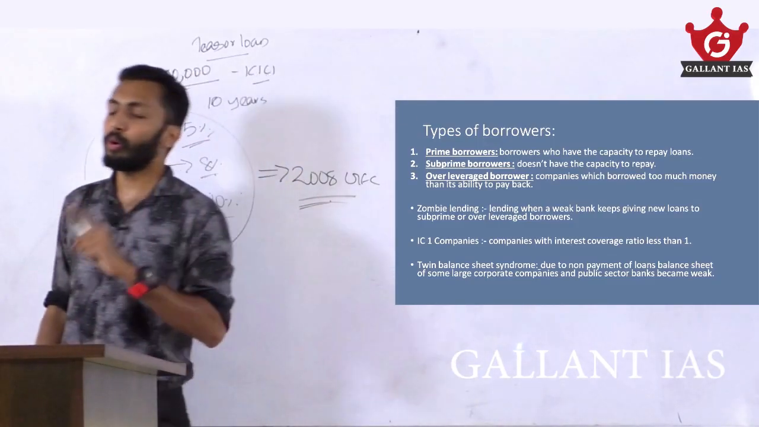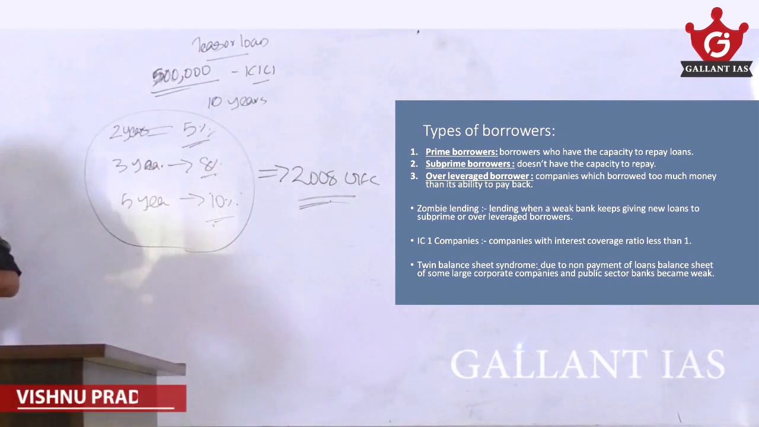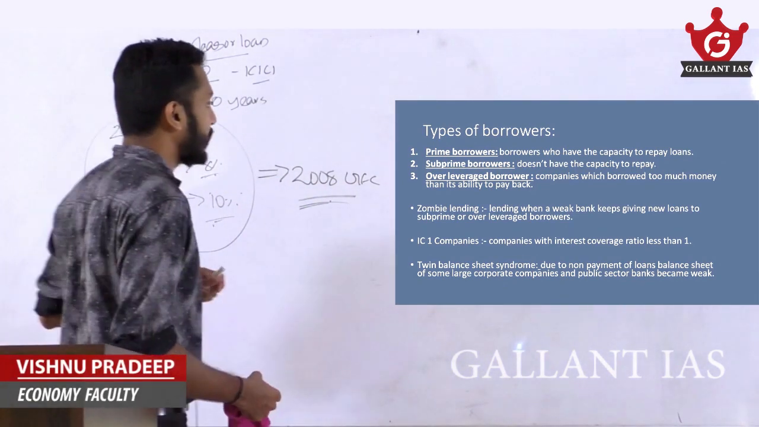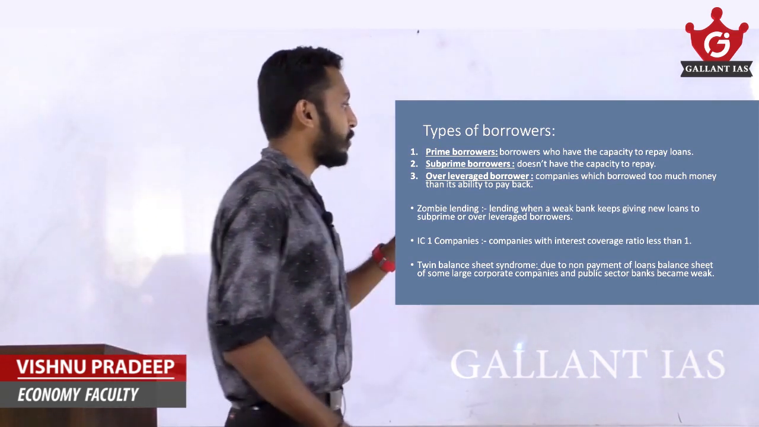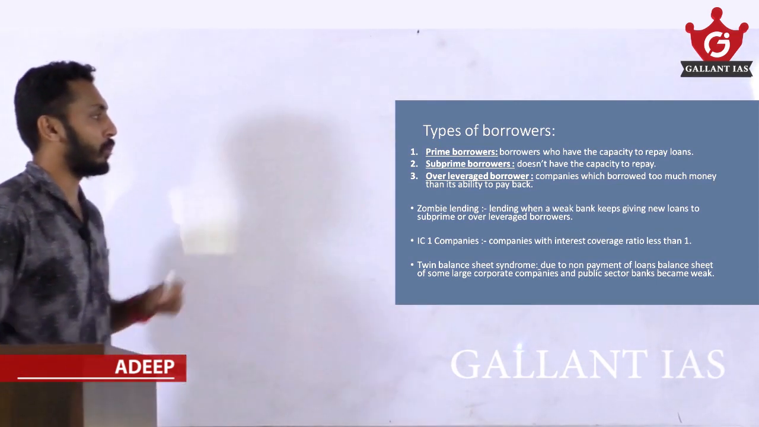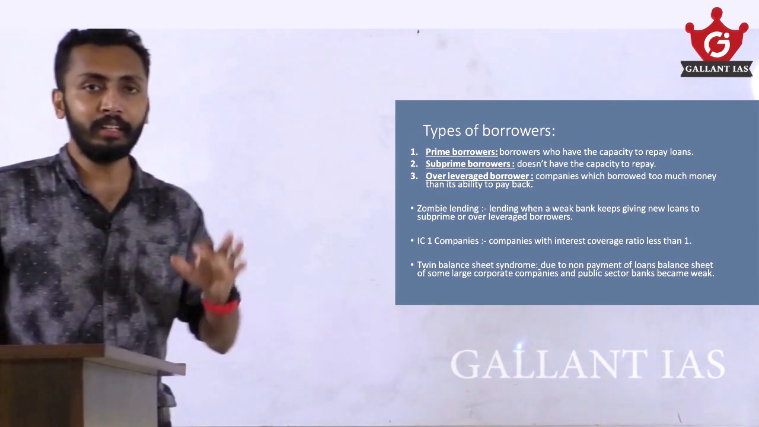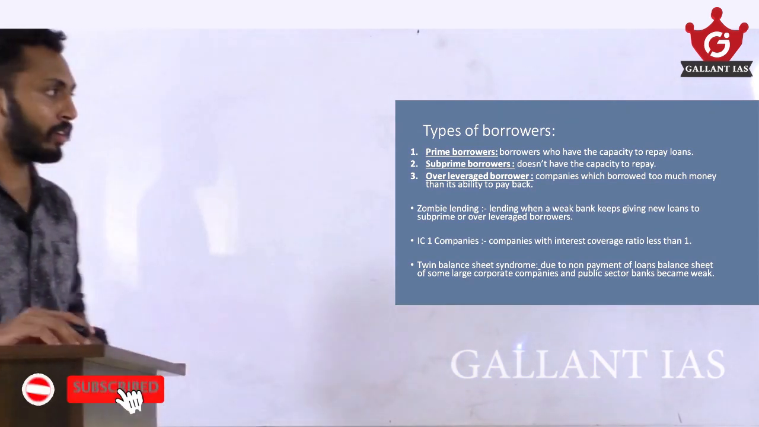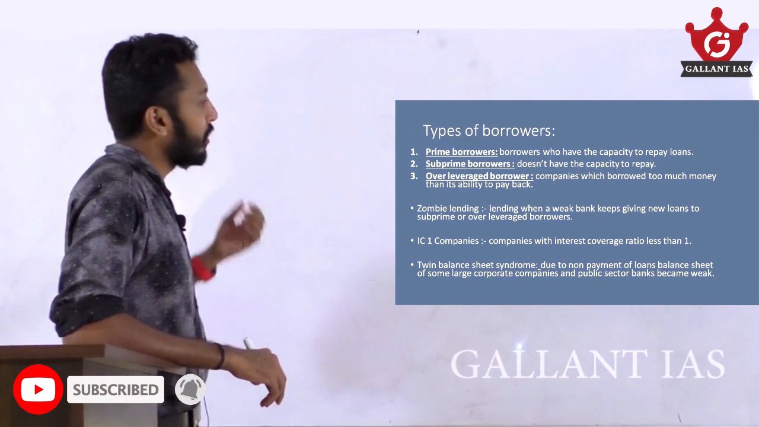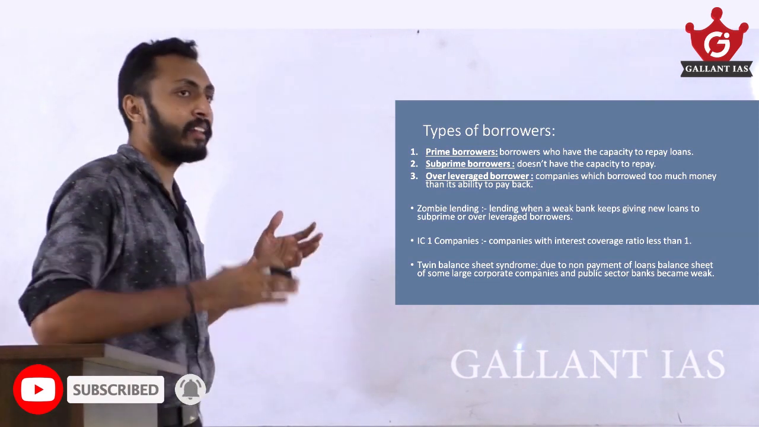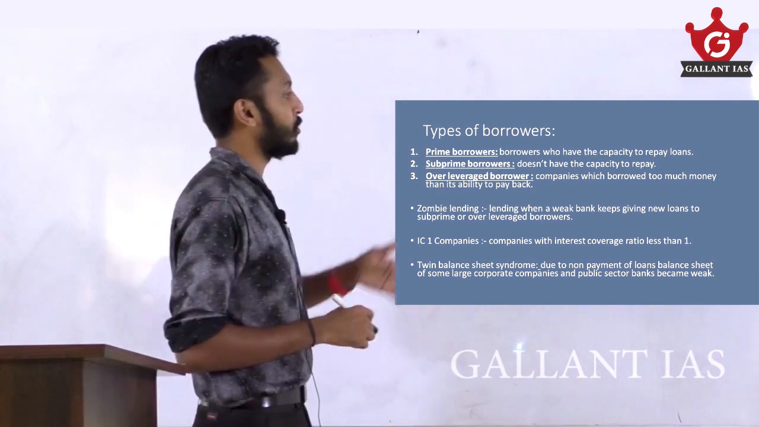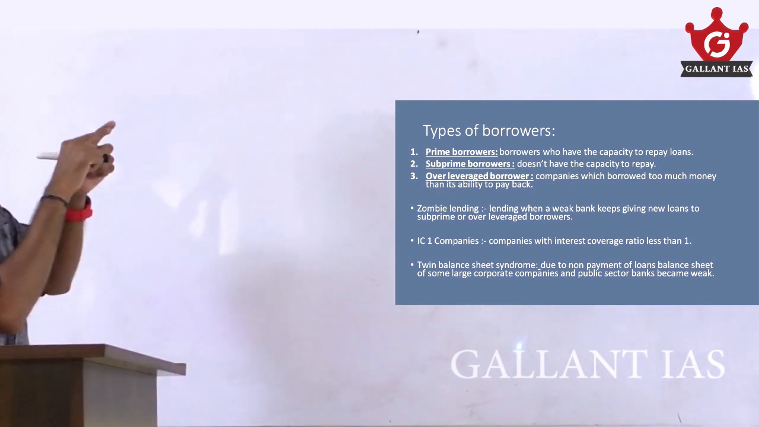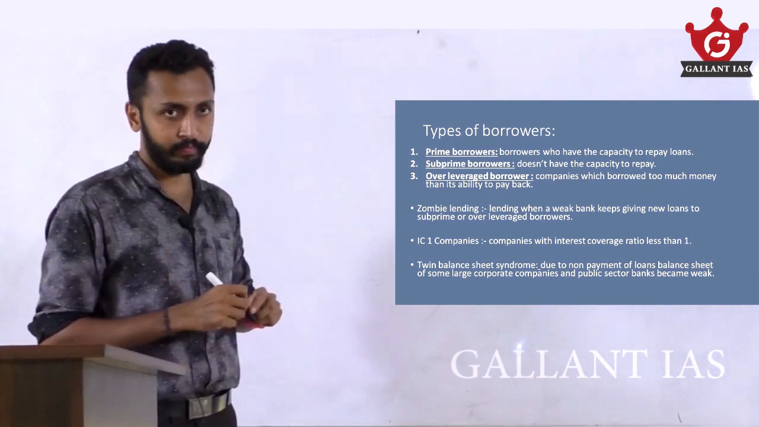Next, types of borrowers. Like loans, borrowers can also be classified into different types: prime borrowers, subprime borrowers, and over leveraged borrowers. A prime borrower is a smart and good borrower. He is a standard borrower who borrows money and pays it back correctly. Those are prime borrowers, borrowers who have the capacity to repay the loan.